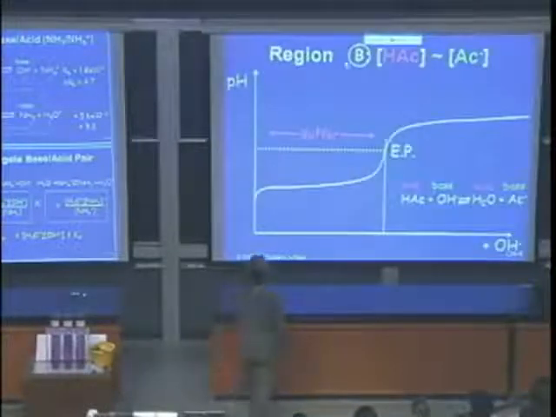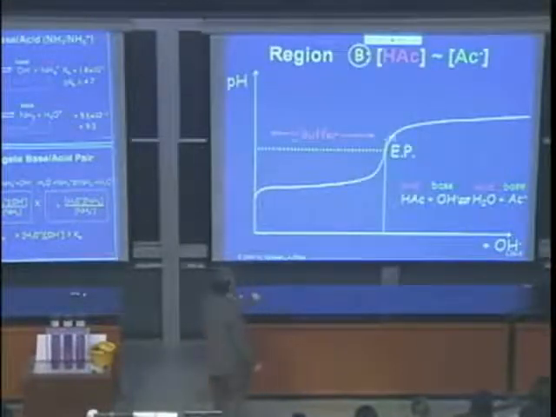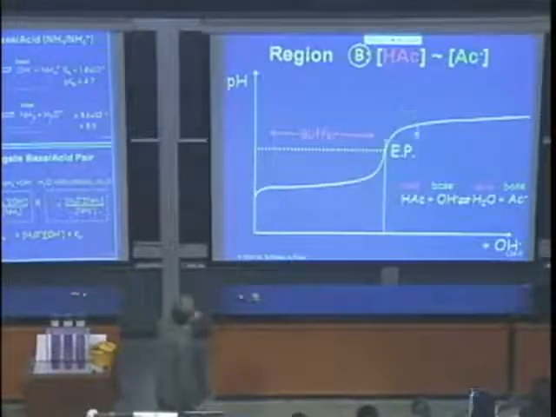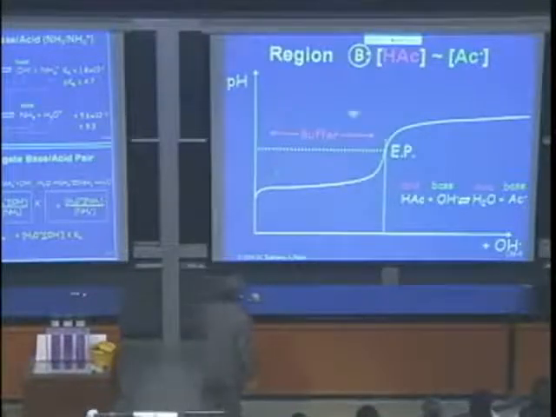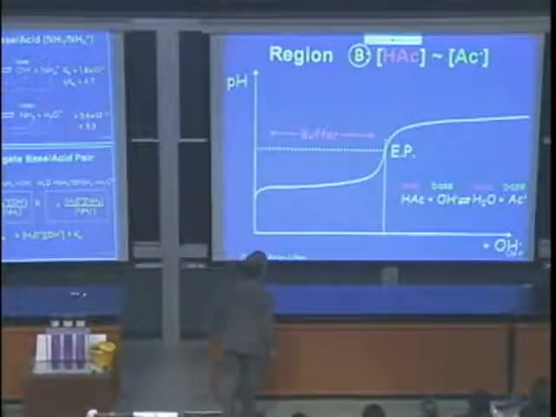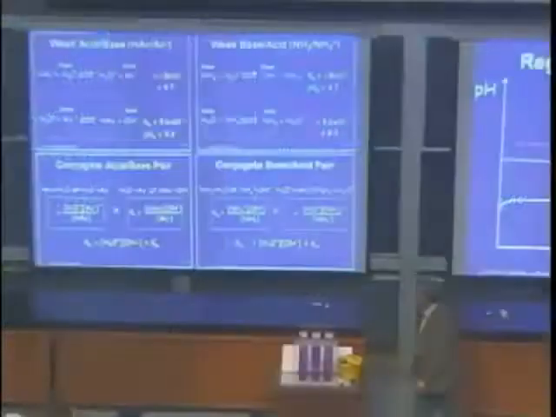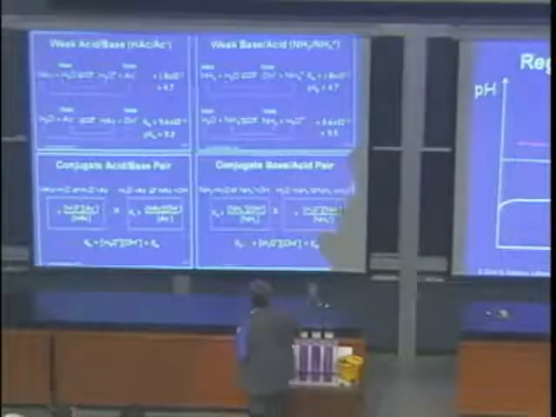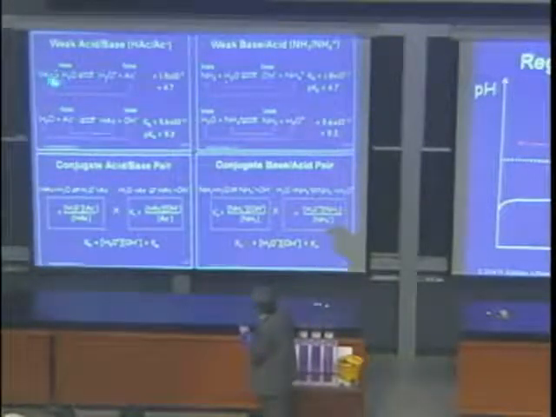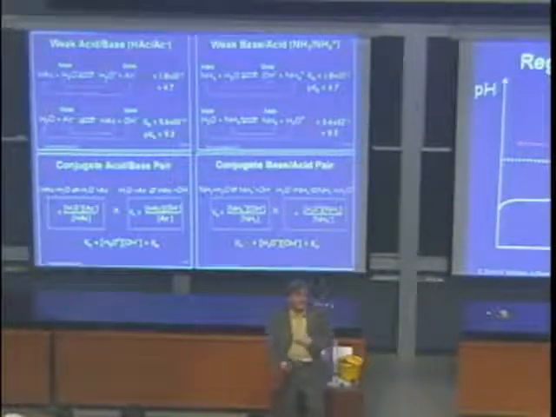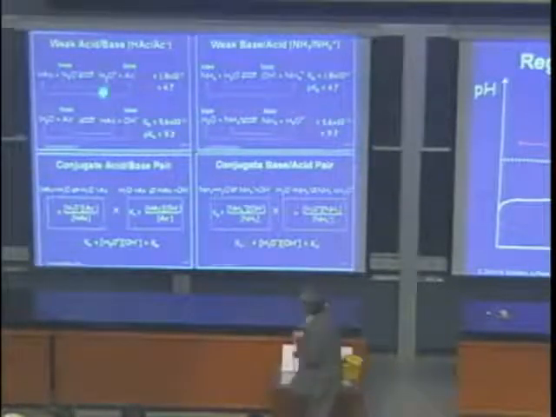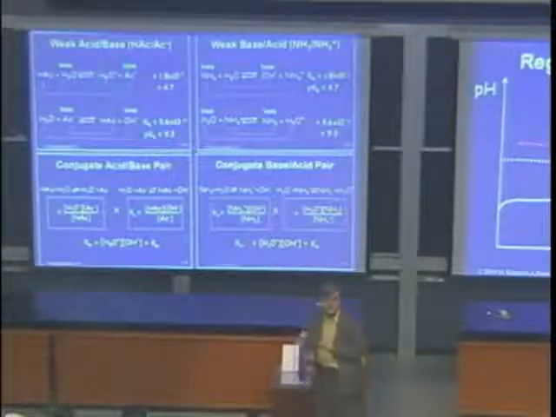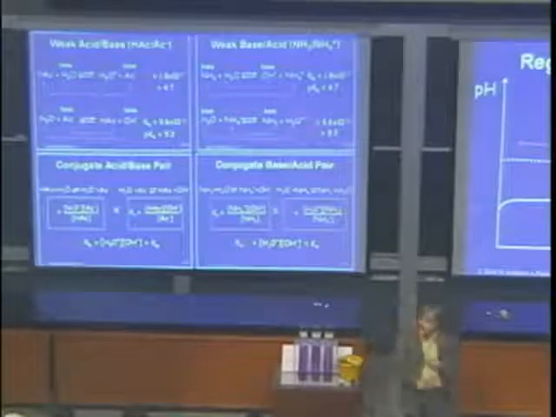All right, now we're talking about region B. We talked about region A, that was the initial pH, then the equivalence point, that was region C. Now region B is the buffer region. If you look at this here, this is the equation, and we're talking about acetic acid, and we titrate this with OH minus, okay? So what we do, we take OH minus, it sees this H3O plus, ion by ion, and makes water.